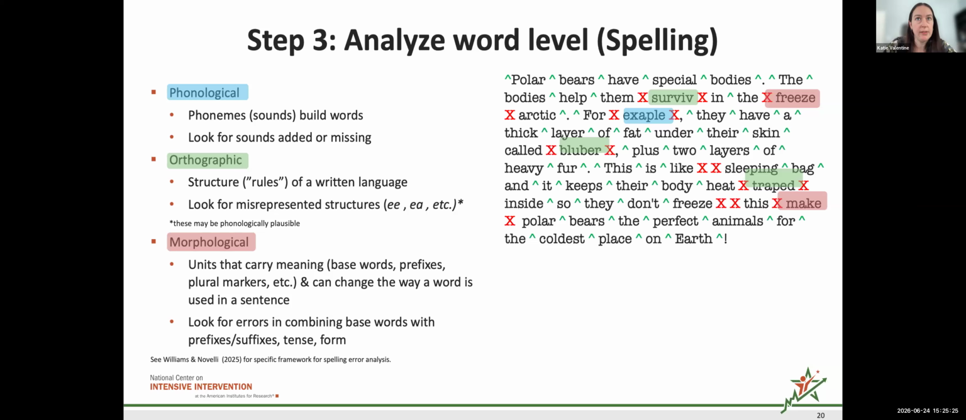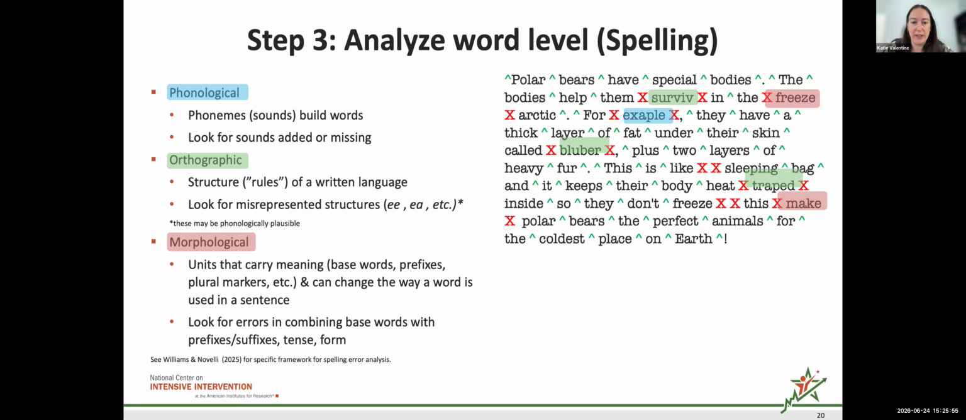Orthographic spelling errors are related to the structure or the rules of a written language. So you'll want to look for where there are certain misrepresented structures. So at different vowel combinations, different ways to make the E sound, for example. If you use the wrong one, that can be considered an orthographic error. Importantly, these may be phonologically plausible, right? They may actually sound correct.